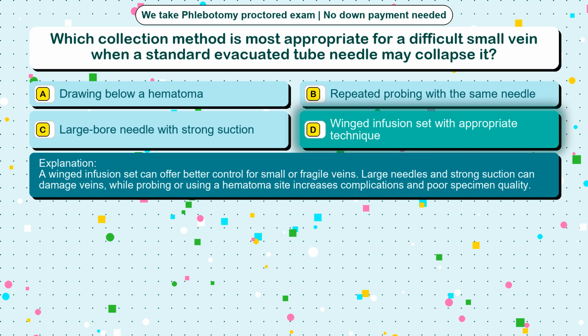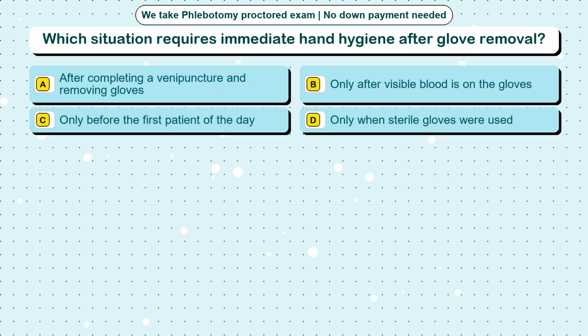A winged infusion set can offer better control for small or fragile veins. Large needles and strong suction can damage veins, while probing or using a hematoma site increases complications and poor specimen quality. Question 17. Which situation requires immediate hand hygiene after glove removal?